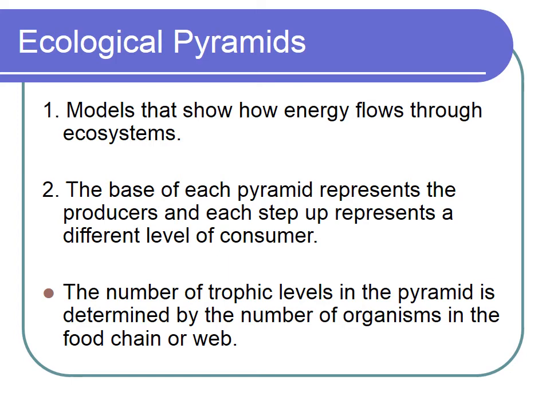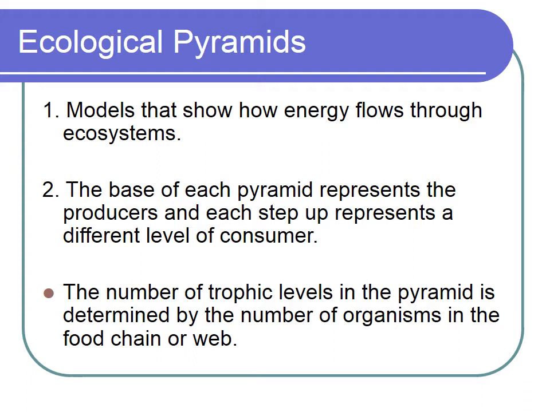Guys, building on your lesson from food chains and food webs, we are now going to move into ecological pyramids. Ecological pyramids are models that show how energy flows through ecosystems. The base of each pyramid represents the producers, and each step up represents a different level of consumer. So primary consumer, secondary consumer, tertiary, quaternary.